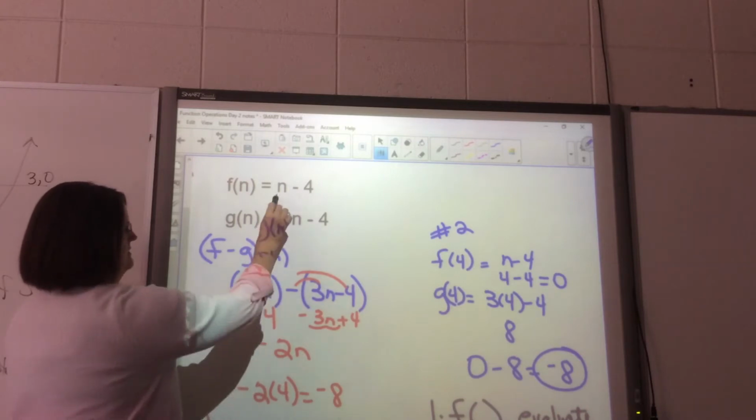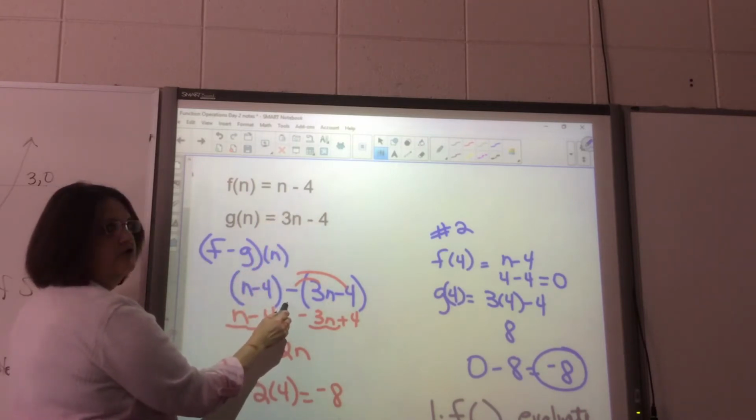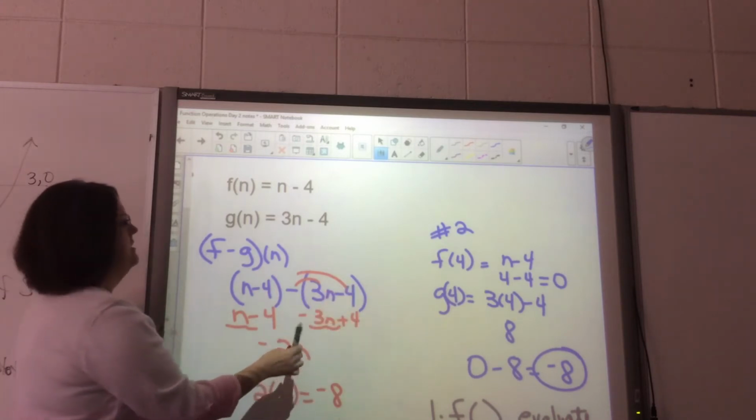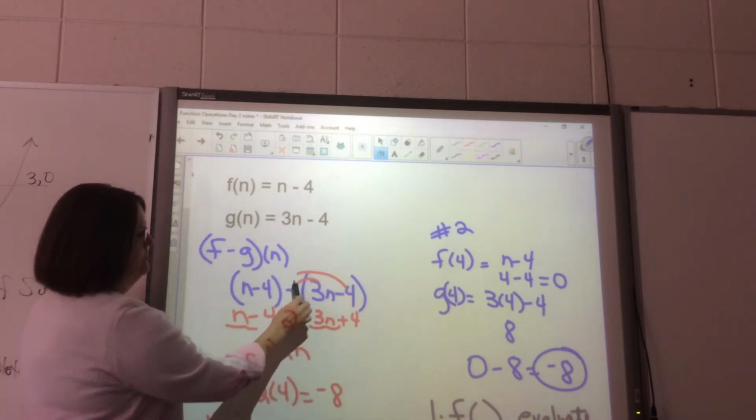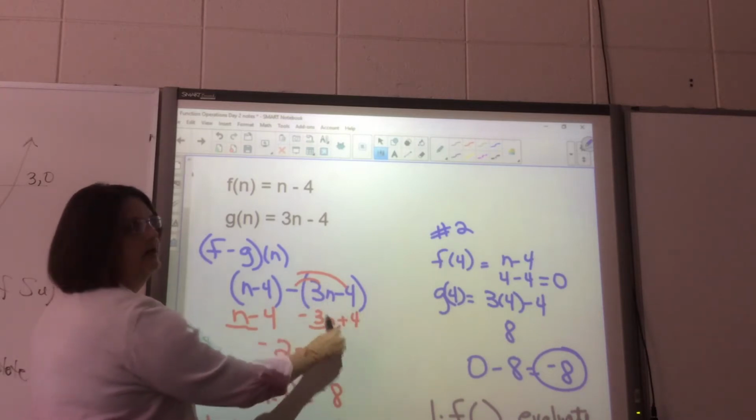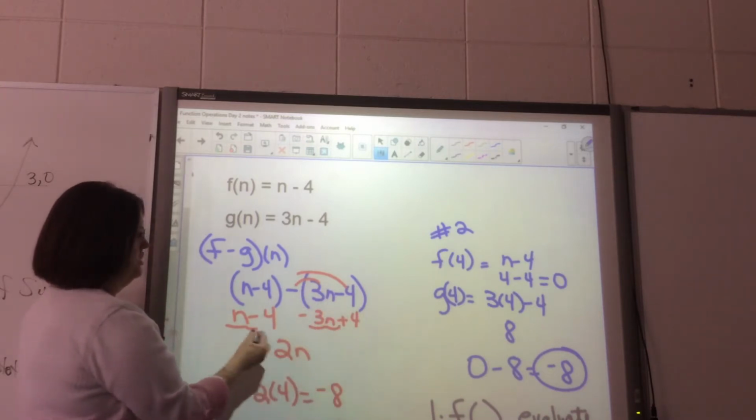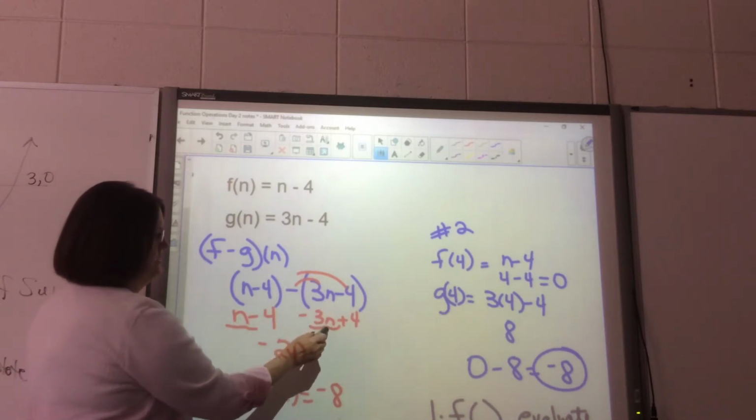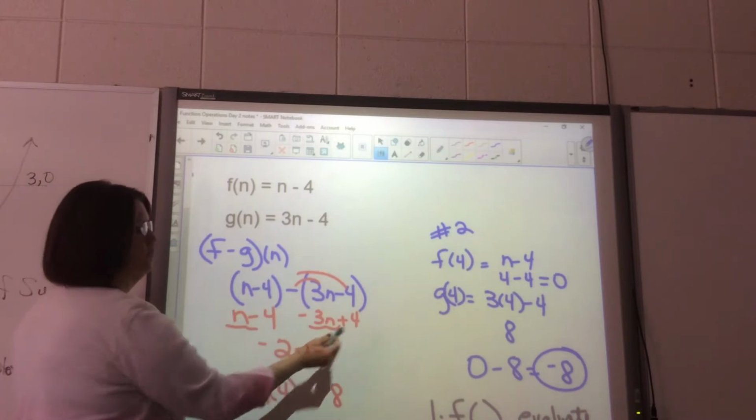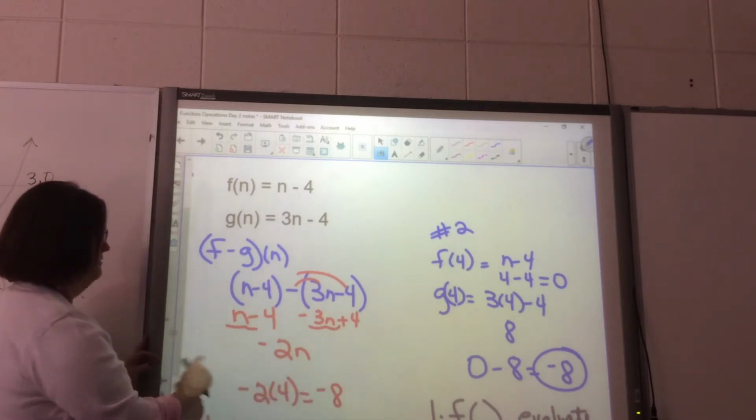So f of n is n minus 4. Remember to write your minus sign. Put g of n second. Then you want to be sure and distribute that negative sign throughout. That's going to change the sign of everything inside here. Then you're going to put like terms together. N minus 3n is negative 2n. And then that negative 4 and positive 4 cancel each other out and become 0.